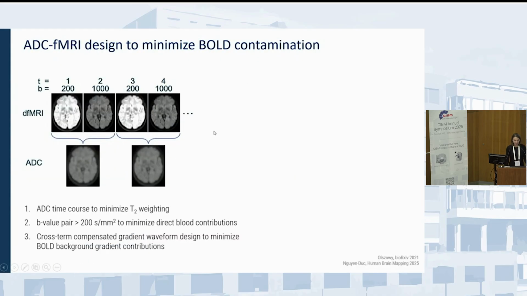So how does diffusion functional MRI work? I mean, you still need a time course of measurements, right, to detect fluctuations. So what you need to do is to do repeated acquisitions of diffusion-weighted images.